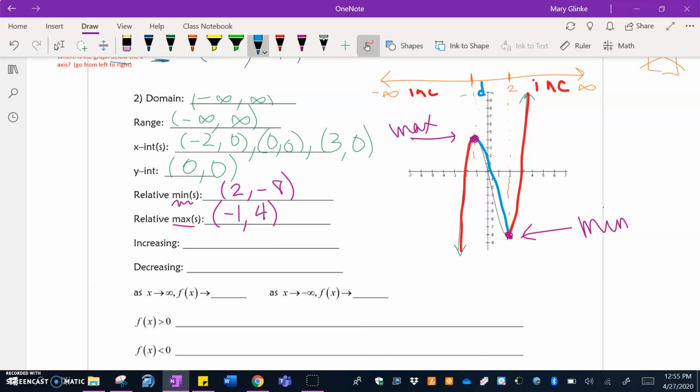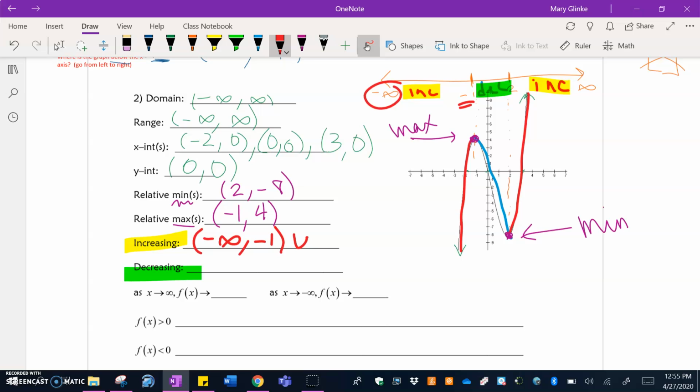And so what we're going to do is write out 2 increasing intervals and then only 1 decreasing interval. So my increasing interval here is going to happen all the way on the left, when x is negative infinity, until this x value of -1.